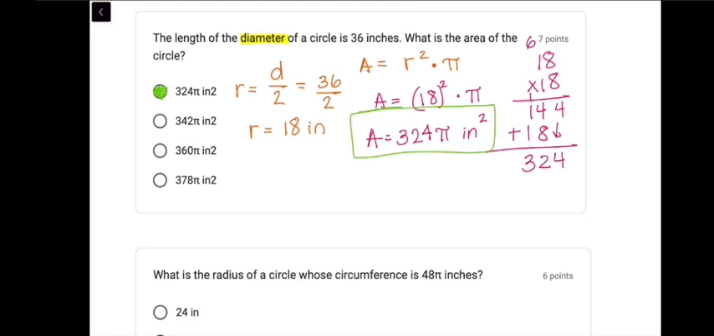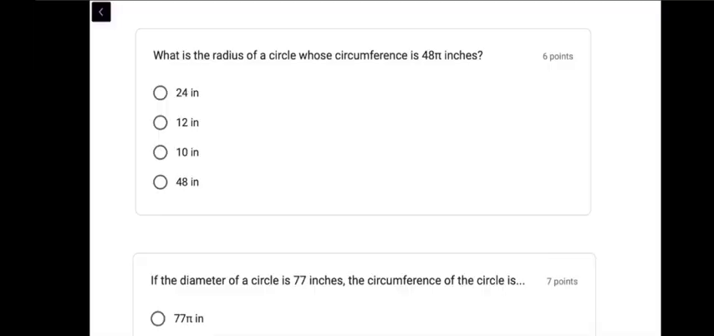In this problem, it states, what is the radius of a circle whose circumference is 48 inches? Well, we have to keep in mind, what is the formula for circumference? Circumference is equal to 2 times the radius times pi.